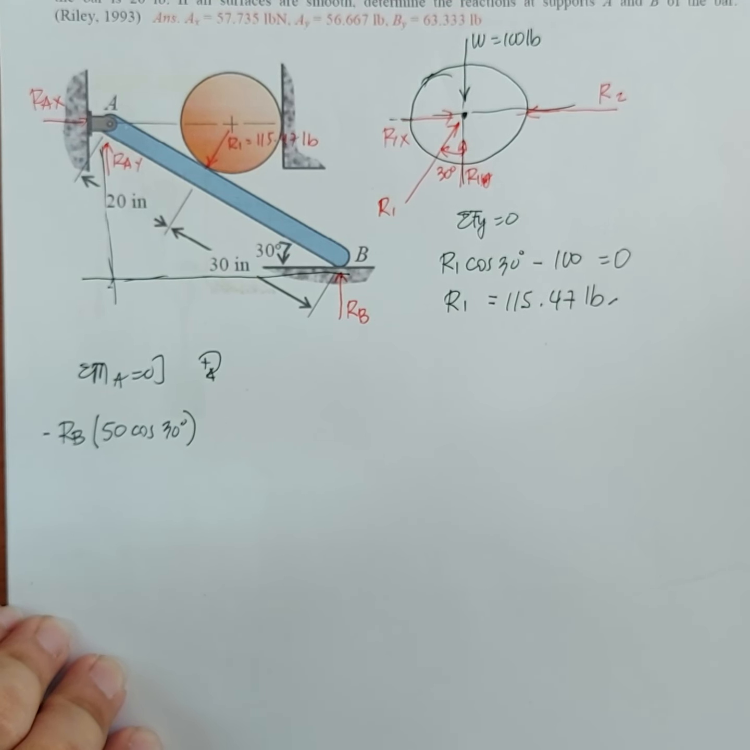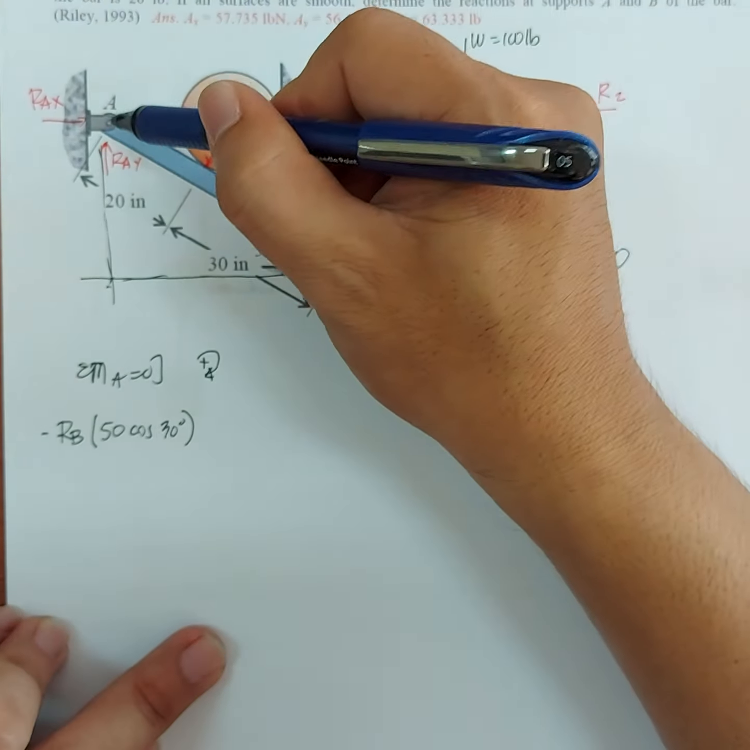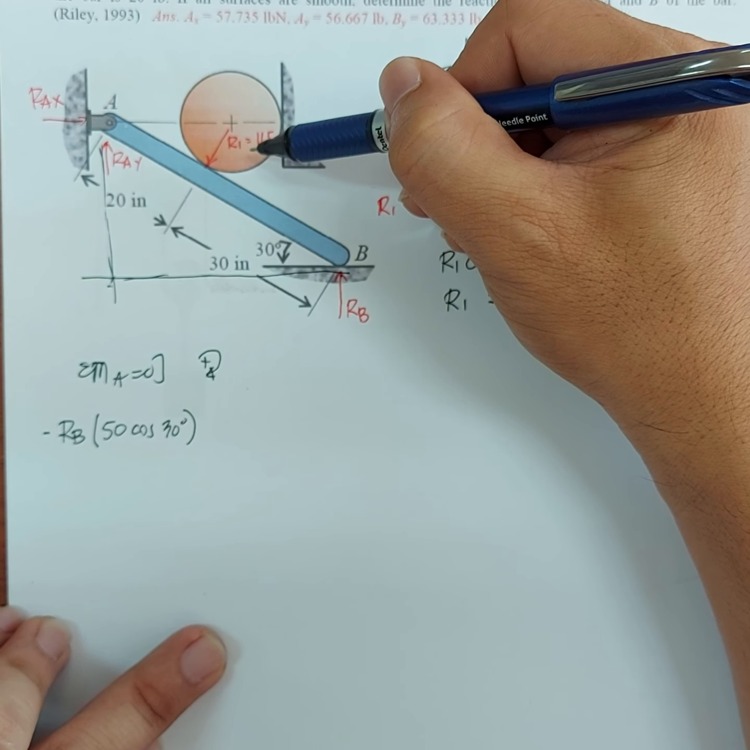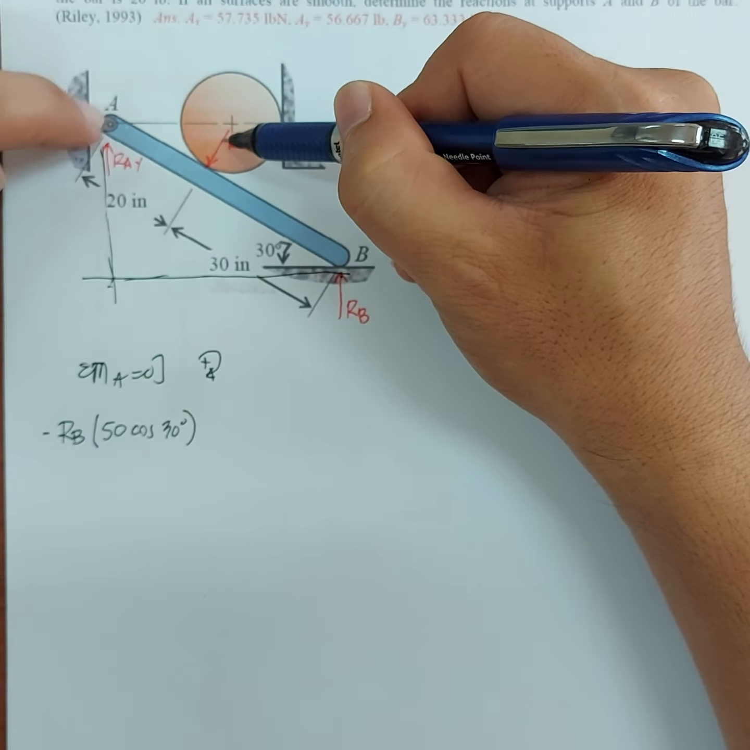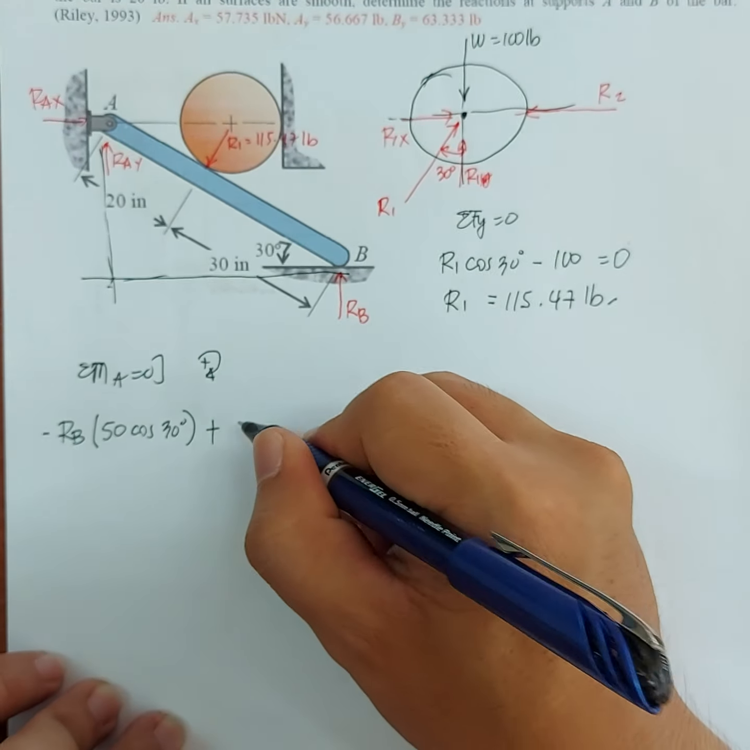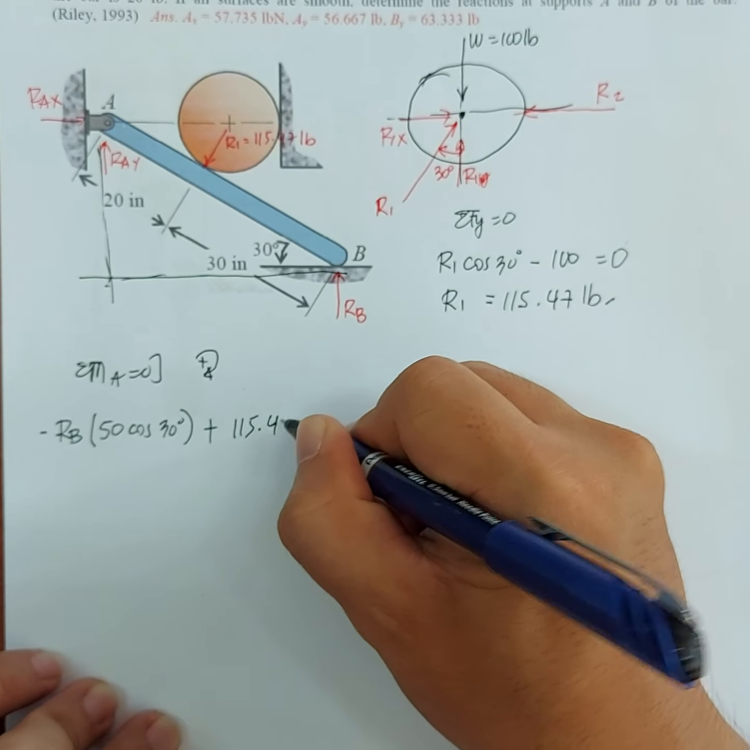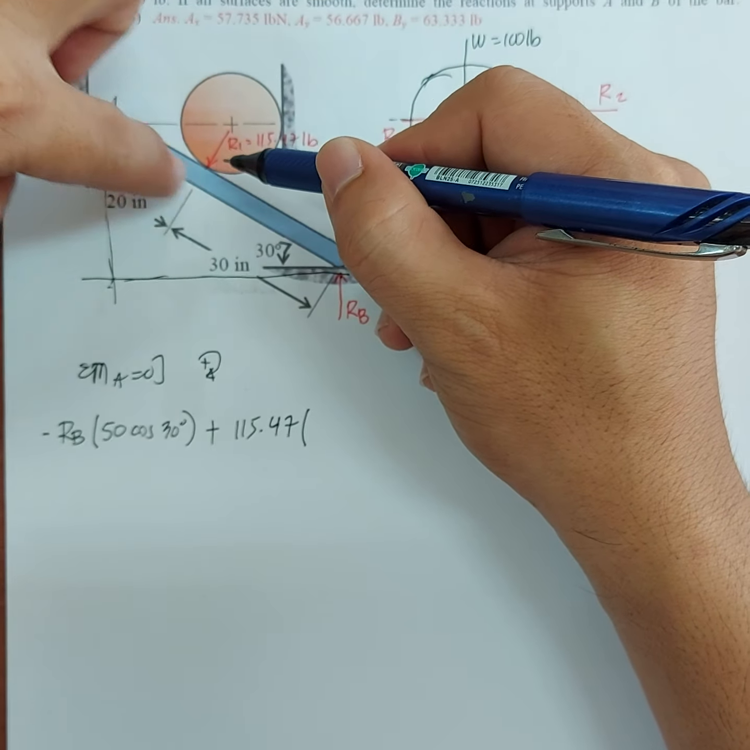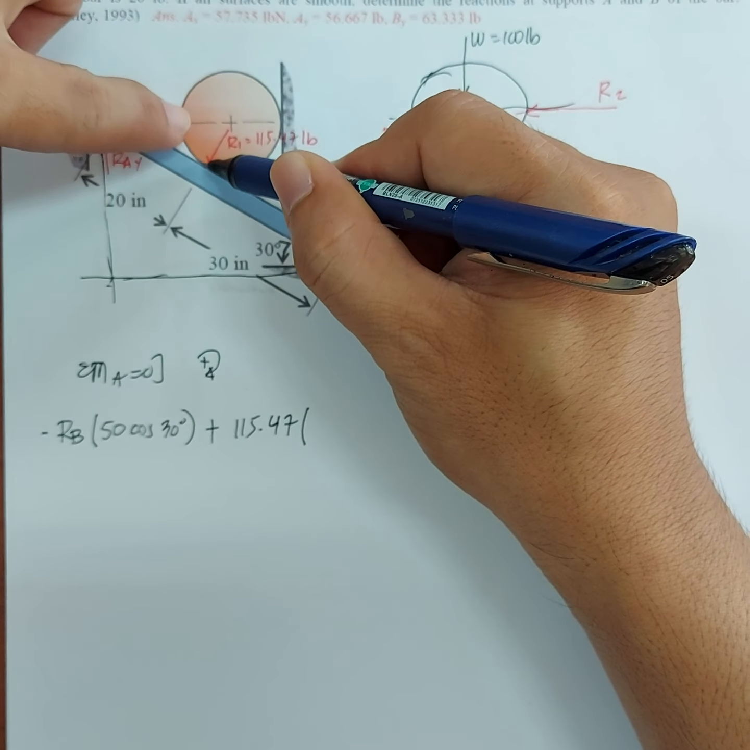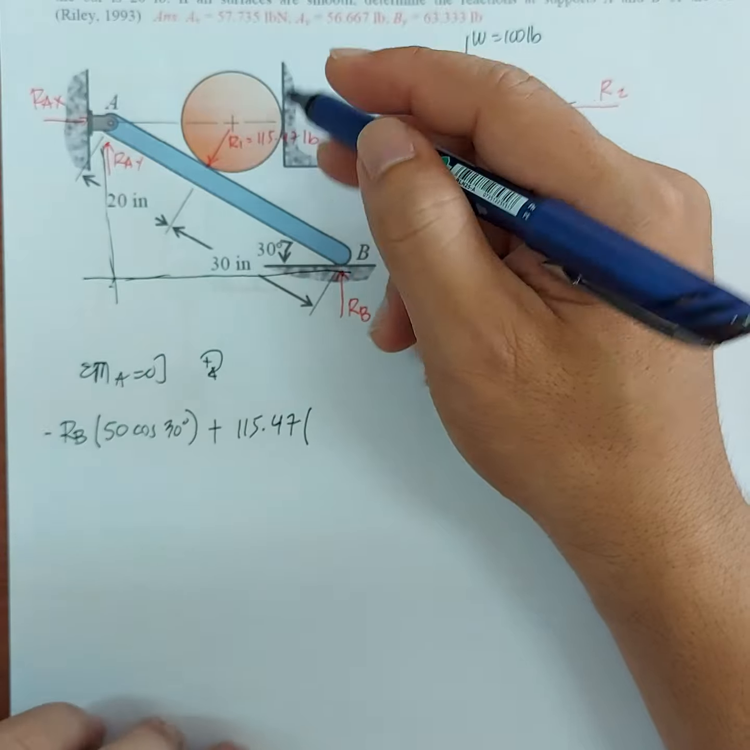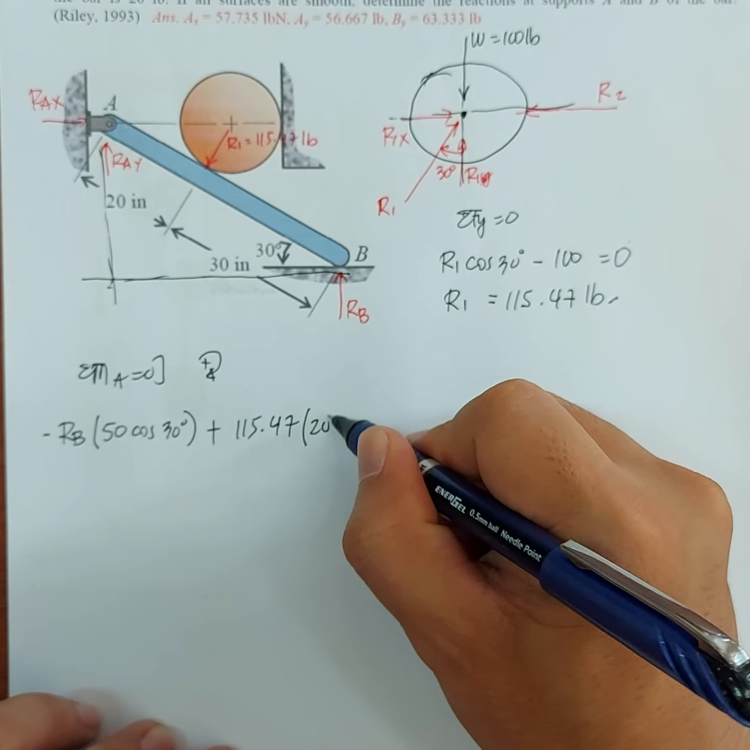What else? Ano pa yung mga may moments sa A? Ang may moments sa A ay yung R1. Okay, and R1 creates a clockwise moment about A, so that is positive. So R1 is 115.47 times its moment arm about A. So perpendicular distance, ito. Remember, this is perpendicular to this surface. So, ito yung moment arm niya na 20 inches.